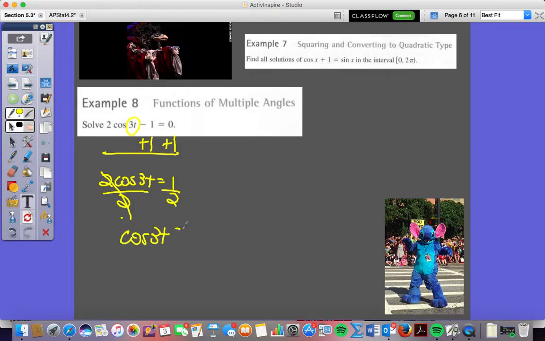So then the question is, where is cosine? Again, we save the 3 because it's inside with t. We save that till the end. Where's cosine 1/2?